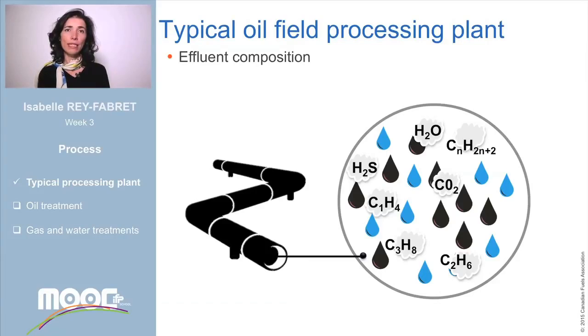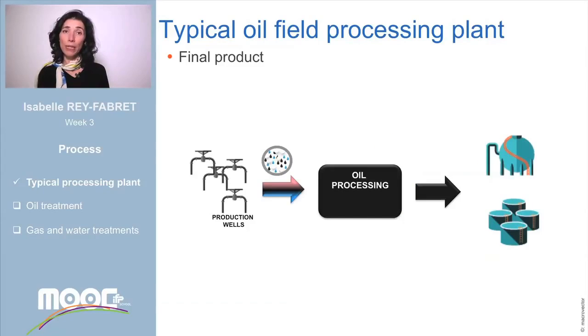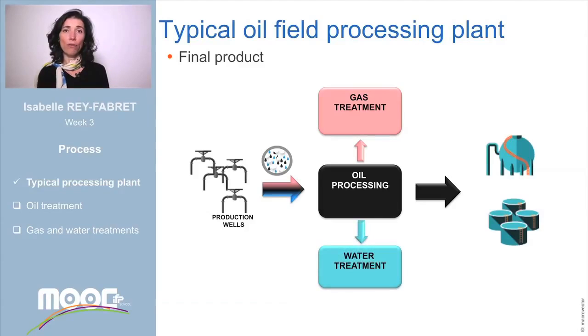Moreover, the fluid is made up of two phases, liquid and gas. What do we want to obtain from the process? The oil is treated to be stored, the gas is partially used for gas injection and gas lift activation of the production, and the produced water is treated for reinjection or rejection.